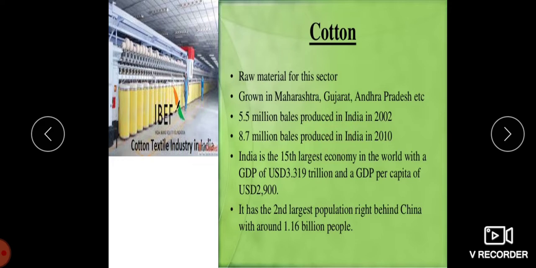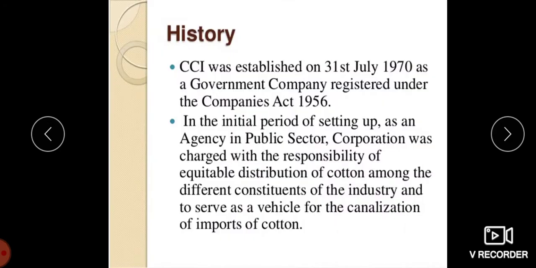So, India is the 15th largest economy in the world with a GDP of USD 3.319 trillion and a GDP per capita of USD 2,900. It has the second largest population, right behind China, with around 1.16 billion people.